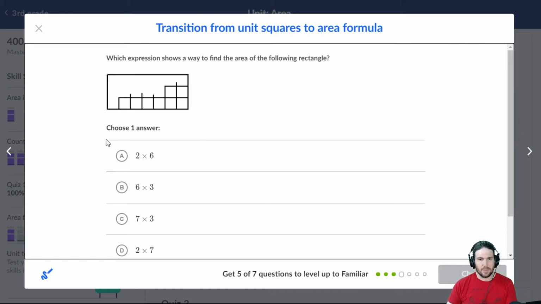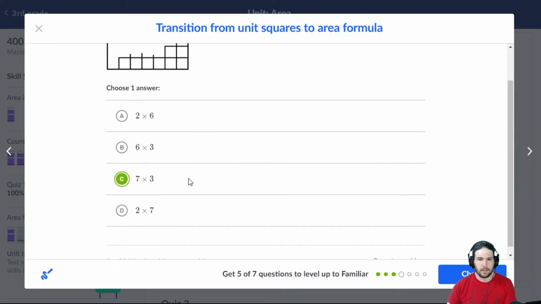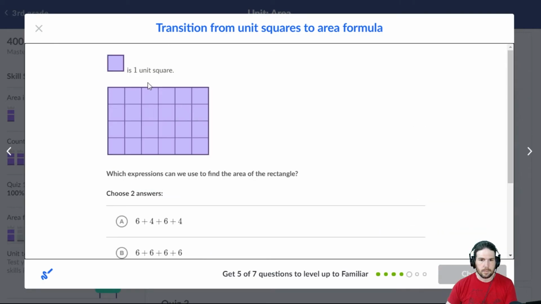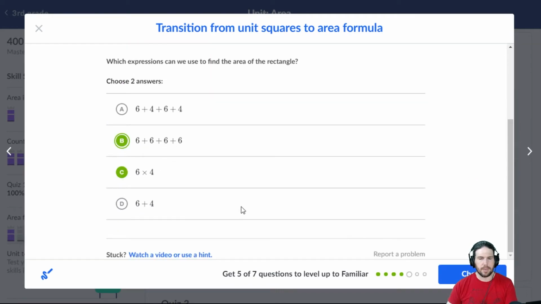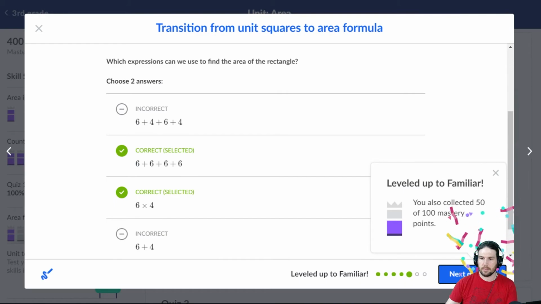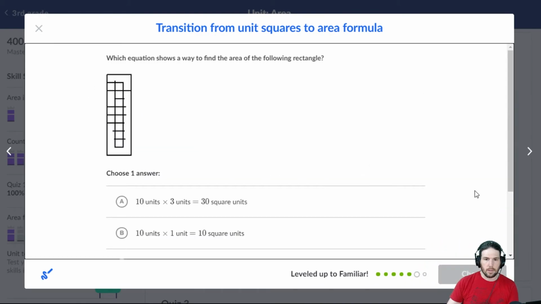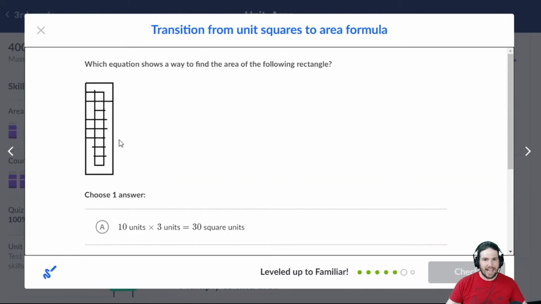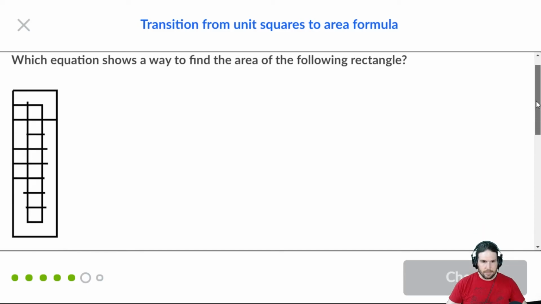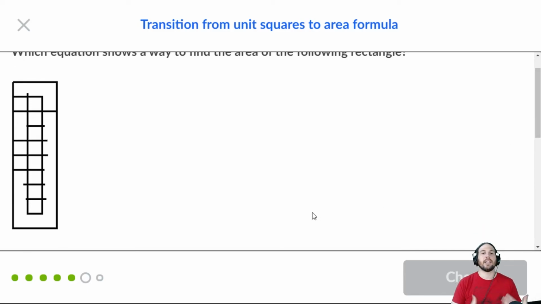Ugh. Why? Okay, 1, 2, 3, 4, 5, 6, 7 by 3. 4 by 6, which is the same thing as 6 plus 6 plus 6 plus 6. Man, this is the worst one yet. But we can still infer, right?